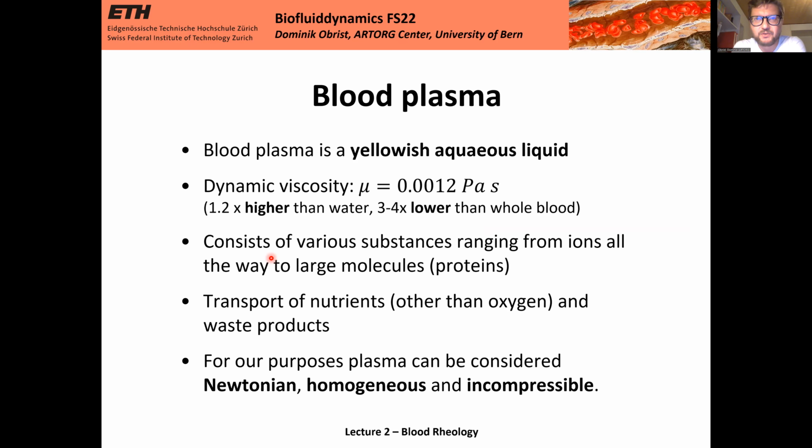First, blood plasma. So blood plasma is a yellowish aqueous fluid, a little bit like water, at least in terms of the mechanics of plasma. We do have a dynamic viscosity mu of 0.0012 Pascal second. So that's almost the viscosity of water at room temperature. It's actually approximately 1.2 times higher than water. However, the viscosity of plasma alone is about 3 to 4 times lower than that of whole blood, so blood with everything in it. So the plasma itself is not that viscous.